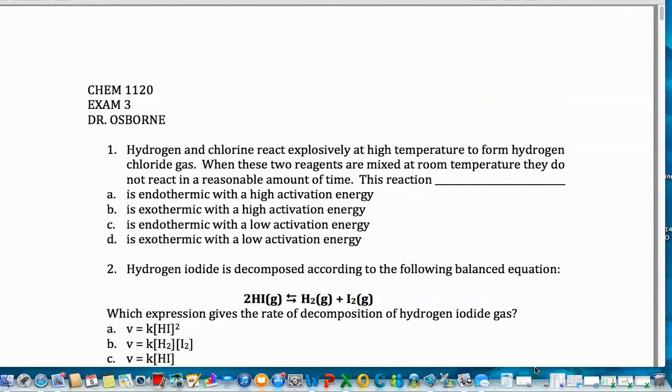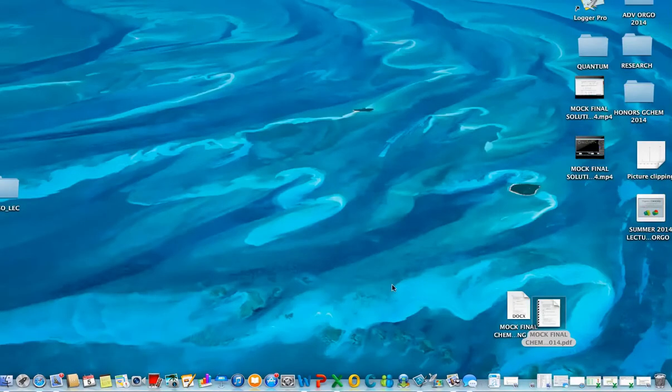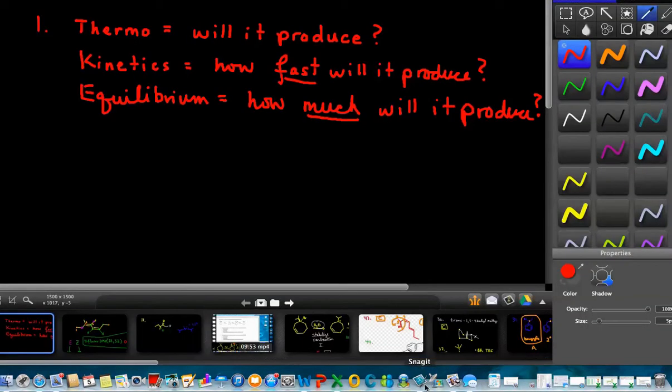We are told that hydrogen and chlorine react explosively at high temperature to form hydrogen chloride gas. When these two reagents are mixed at room temperature, they do not react in a reasonable amount of time. Okay, so there's a couple of conclusions we can draw from this, but I think there are some larger principles that this question illustrates, and let's take a look at those principles.